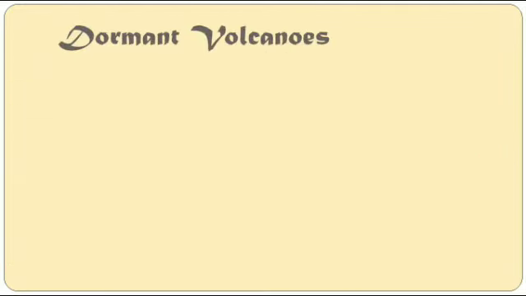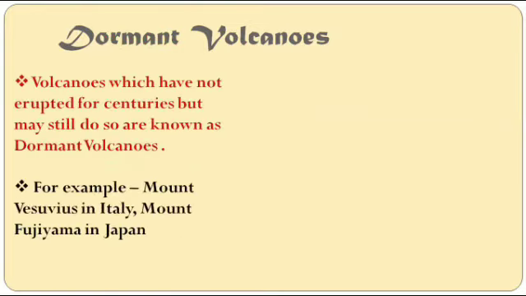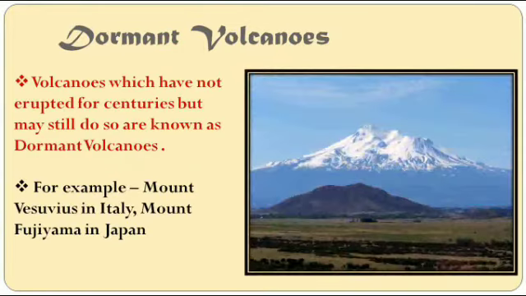Then second, we have dormant volcanoes or sleeping volcanoes. Volcanoes which have not erupted for centuries but may still do so are known as dormant volcanoes. In the picture you can see, for example, Mount Vesuvius in Italy and Mount Fujiyama in Japan.